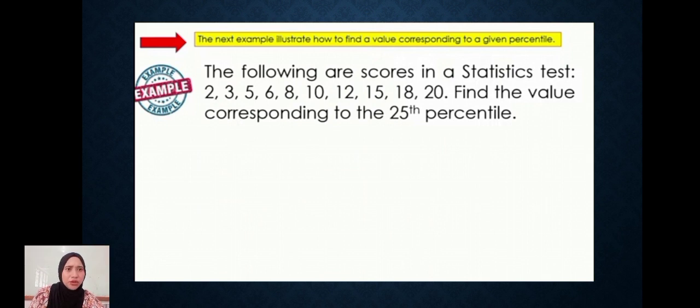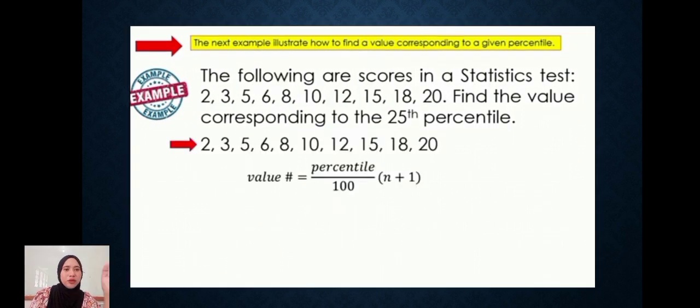This example illustrates how to find the value corresponding to a given percentile. So here, the percentile is given. Okay? The following are scores in a statistics test. We have 2, 3, 5, 6, 8, 10, the same as earlier. First, arrange the numbers from 2 up to 20.